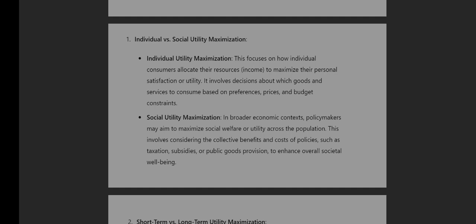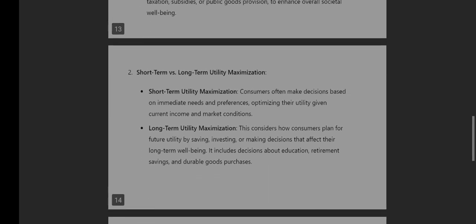Individual utility maximization. This focuses on how individual consumers allocate their resources to maximize their personal satisfaction or utility. It involves decisions about which goods and services to consume based on preference, prices, and budget constraints. Social utility maximization. In a broader economic context, policymakers may aim to maximize social welfare or utility across the population. This involves considering the collective benefits and cost of policies such as taxation, subsidies, or public goods provision to enhance overall social well-being. Short-term versus long-term utility maximization.